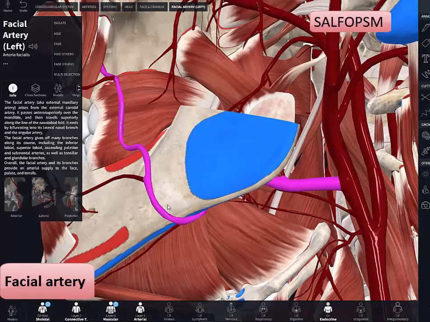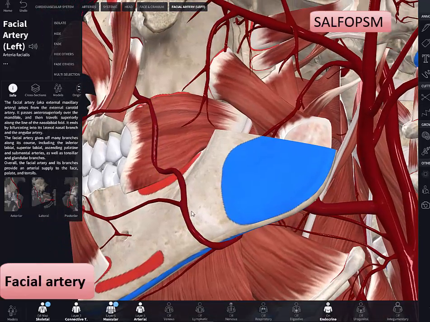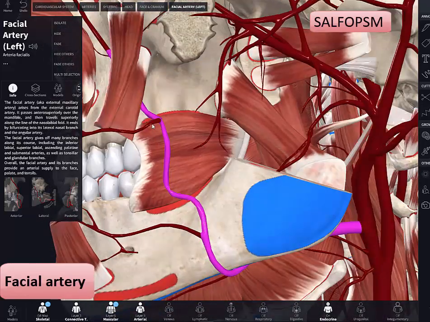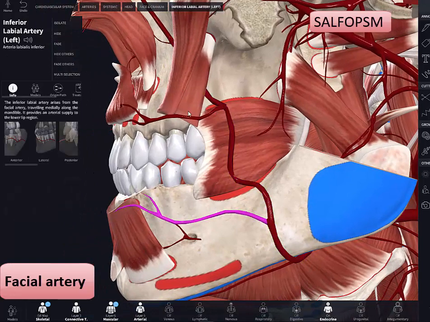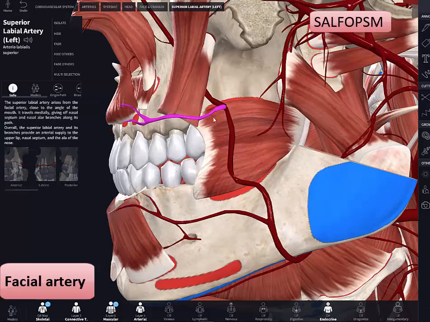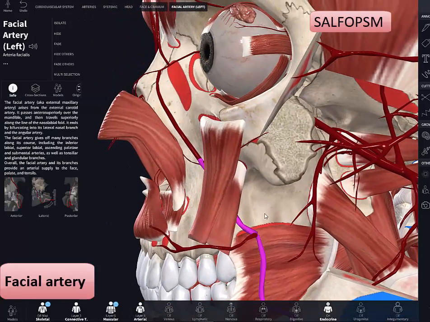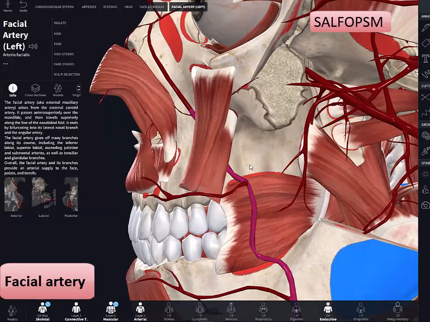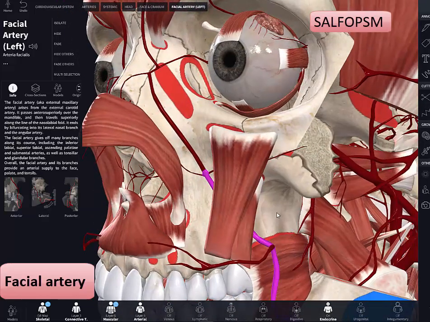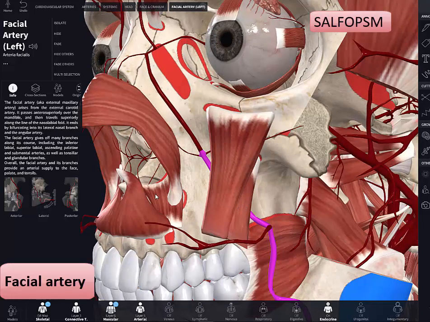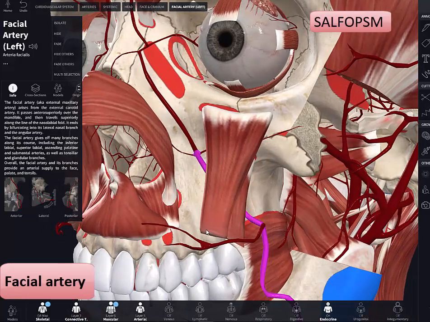So it'll pass anterosuperiorly over the mandible, and then it'll travel upwards or superiorly, kind of towards the nose, and it'll give off a whole bunch of branches. Branches to the lips that will respectively be called inferior labial and superior labial arteries. In addition to that, it'll also give off palatine branches and submental arteries, of course, below the chin. So overall, we could say that the facial artery and its branches will provide extensive amounts of blood supply to the face, the palate, and the tonsils.